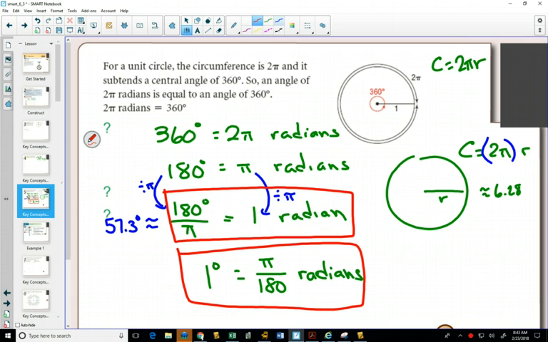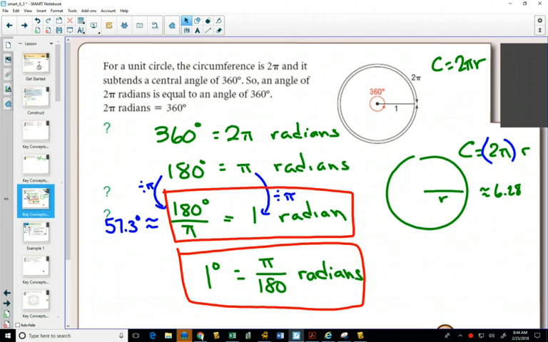Pi radians is 180 degrees. And if you have that, you could divide both sides by pi to find out what 1 radian is, or divide both sides by 180 to find out what 1 degree is. And once you have these things in the red boxes, they allow you to convert any amount from radians to degrees or degrees to radians.